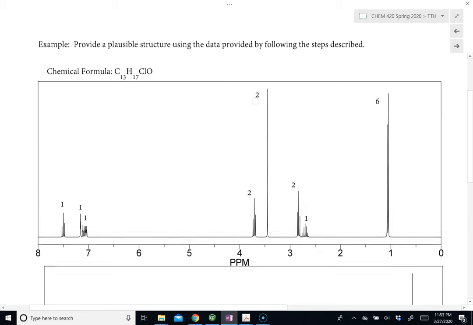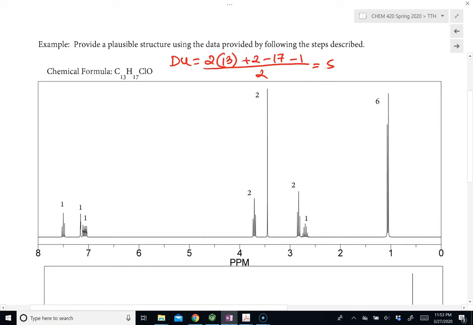So here in this case, following the steps, the first step is to find the degree of unsaturation. The degree of unsaturation is equal to 2 times the number of carbons, which is 13, plus 2, minus the number of hydrogens, which is 17, minus halogen, in this case we have one chlorine, so we minus 1. We do not have any nitrogen, so we do not do anything, and we don't do anything for the oxygen, and divided by 2. So we have the degree of unsaturation equal to 5.